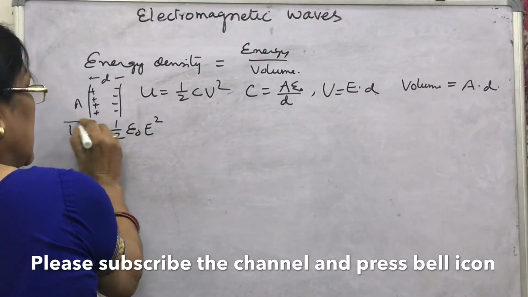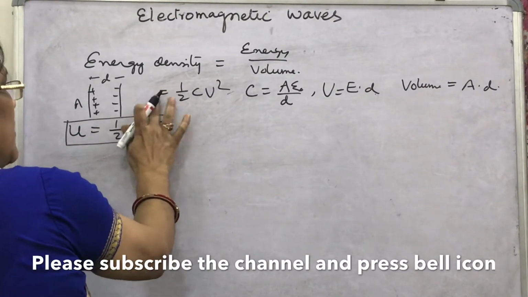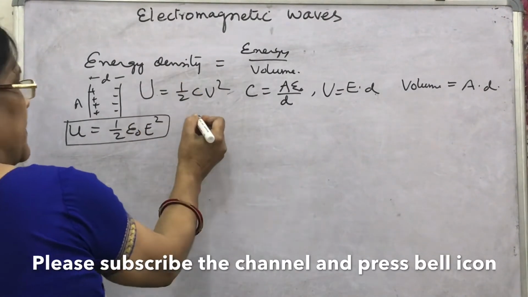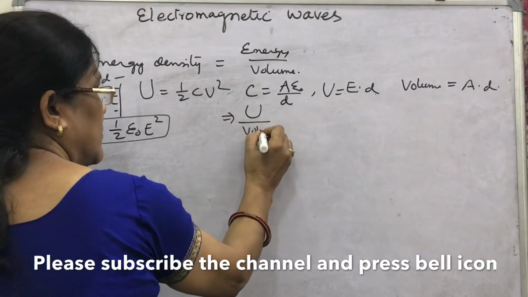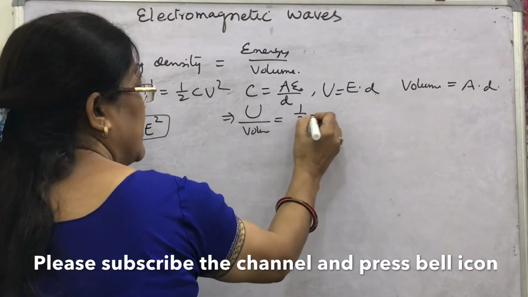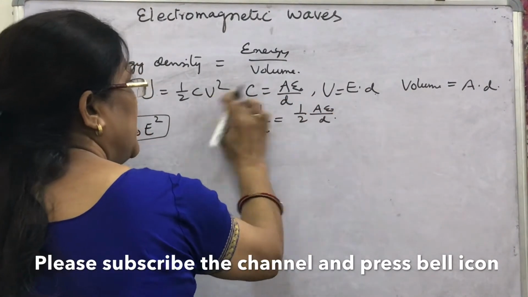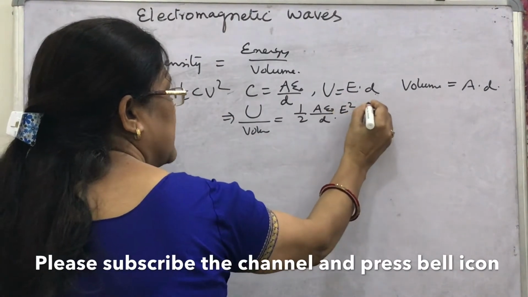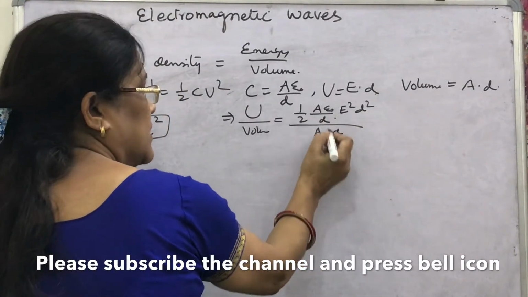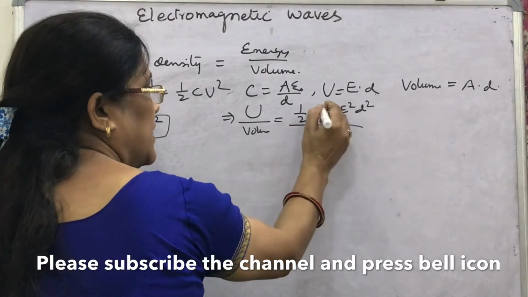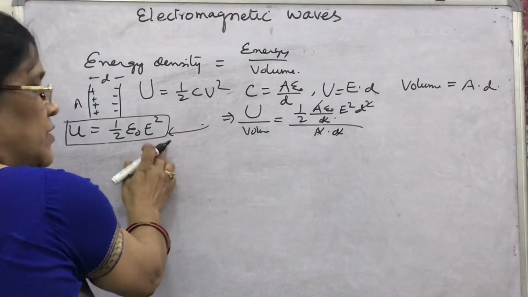How will you get this relation for energy per unit volume? Look here, if I write this energy by capital U, then this capital U upon volume, you will get half, C means A epsilon naught upon D, into V square, then you will write E square D square, and upon volume you will write A into D. Look, this AD will be here, then AD square will be cancelled. And what will you get? This expression, half epsilon naught E square.